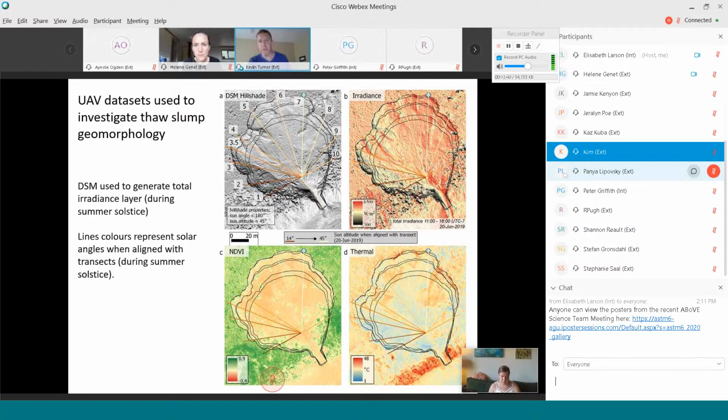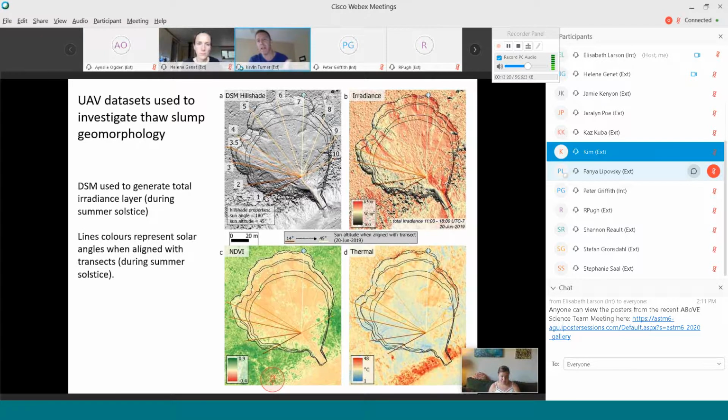The 2 on the top are derived from just a digital surface model. So if you have a red, green, blue camera and you take overlapping images of an object, you can use photogrammetry and structure from motion to come up with a digital surface model. And then you can model things like this hillshade and this irradiance. Irradiance is the amount of solar radiation getting onto the surface.